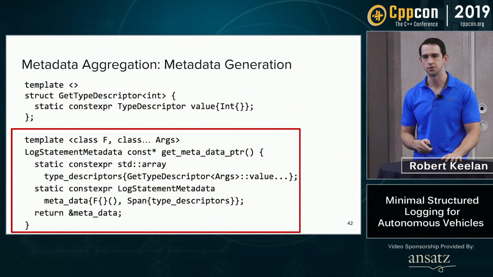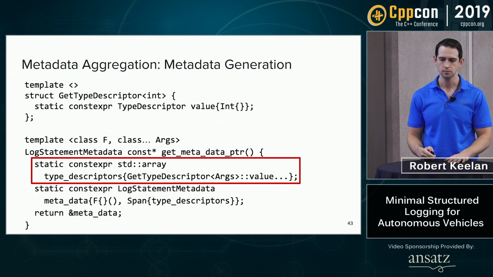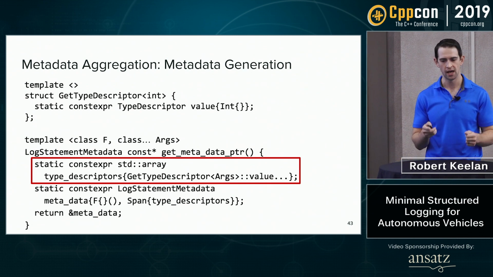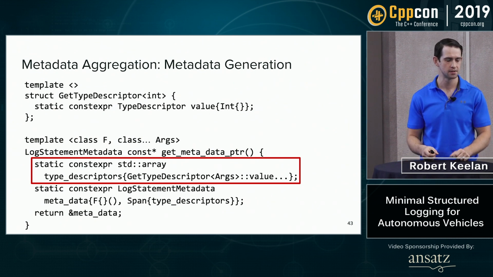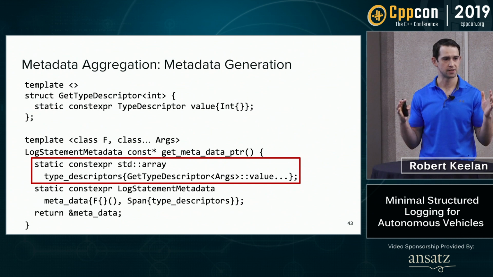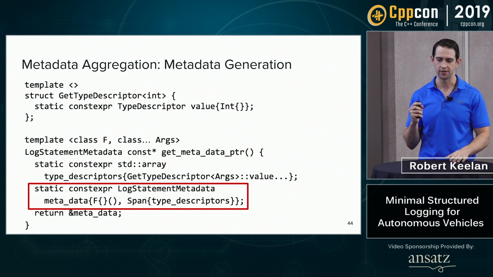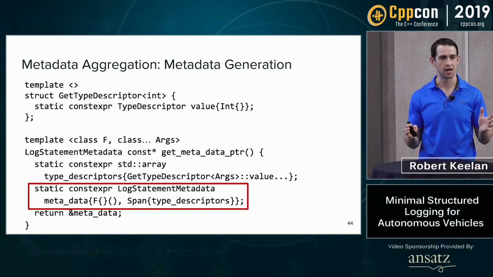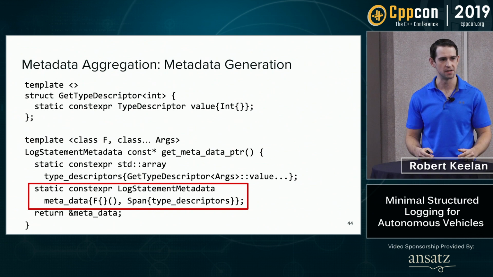Now we'll jump into the actual implementation of our get metadata pointer function. The first thing we do is create a static constexpr std array of type descriptors, and we use that get type descriptor trait for all of our incoming args, unpack it, and now we have a static constexpr std array of all of those type descriptors. Now the log statement metadata, all of those are the same type throughout the entire program. That makes things like serialization and deserialization of those types much easier. So it's nice to have all of those things be the same type.